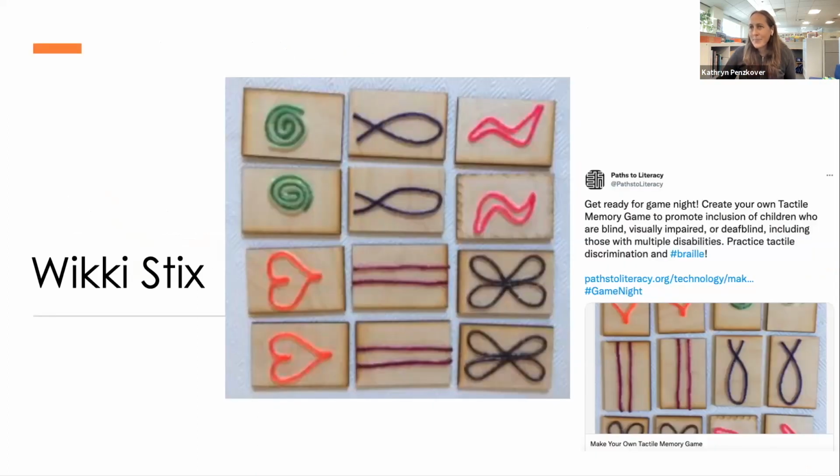Wiki sticks have been mentioned a few times, and if you're not familiar with wiki sticks, you will be if you do anything with this project. They're basically like a string with a wax coating, and you can mold them and remold them over and over again into different shapes, so they never dry out. And they're just a really fun way of making a very quick tactile line or image or drawing. We use them, as you can see on this slide, in making a tactile memory game.